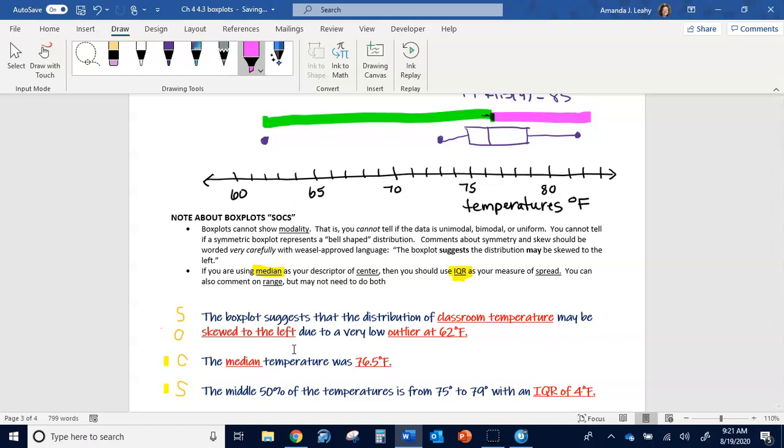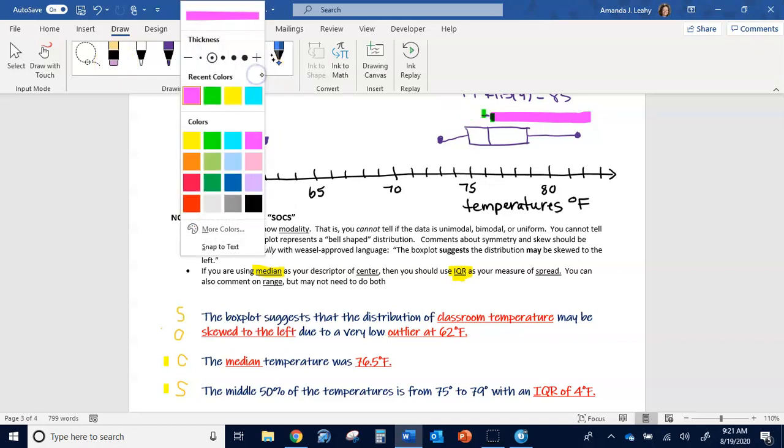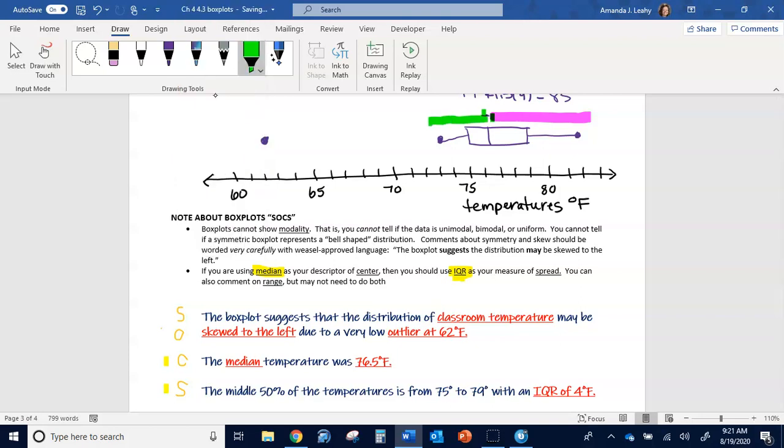If that outlier hadn't been there, then we probably could have looked at this without the outlier and said, well, it's a little bit longer on the right, but not an immense amount longer on the right. So I could have probably called that roughly symmetric, or maybe very slightly skewed to the right. So I'm going to go with skewed to the left, again, because if I look all the way down to the minimum, that's a lot longer, due to a very low outlier at 62 degrees Fahrenheit. So I've addressed the shape and I've addressed the outliers.